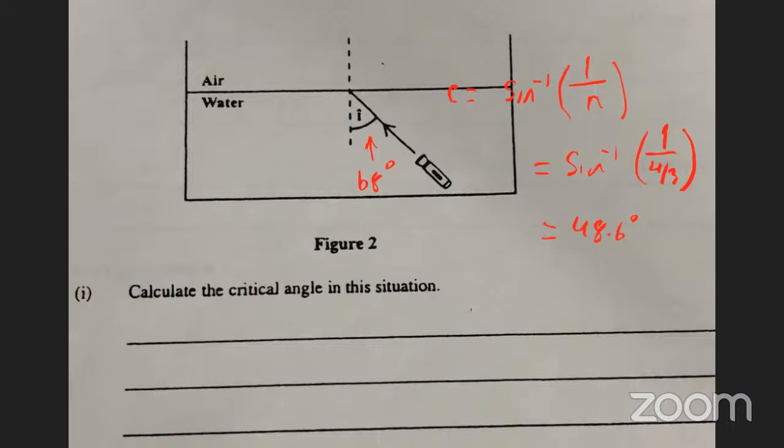So write down in your own words what will happen if the angle of incidence is 68. You have to say why, don't just write what will happen. Say why you think that will happen. Two reasons why you think that will happen.